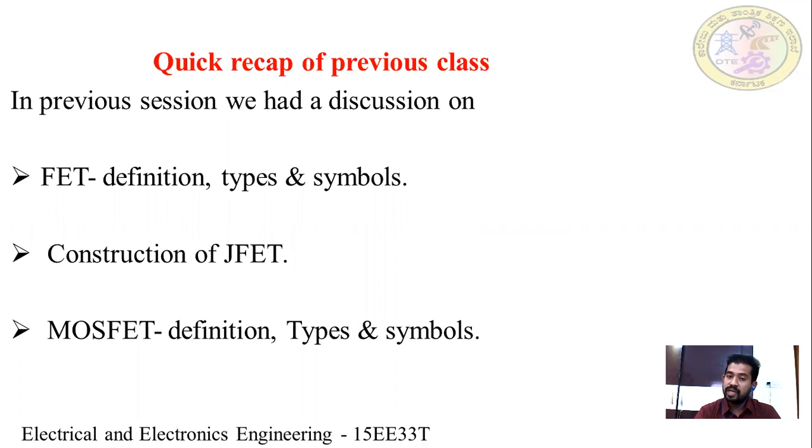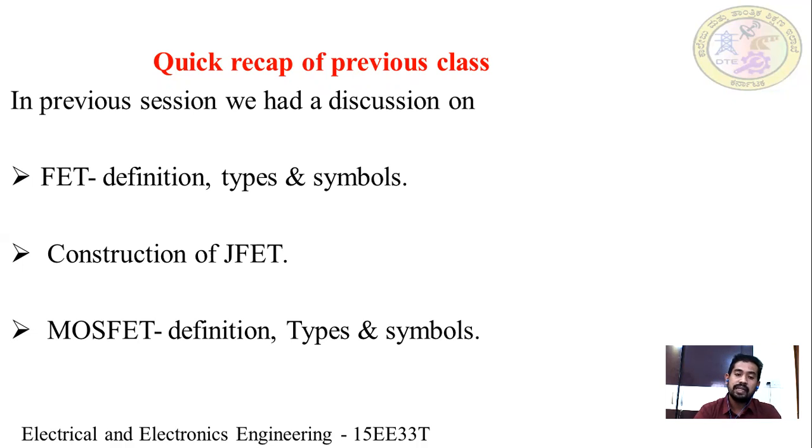It is a voltage controlled device, and we have discussed its symbols, and also the construction of JFET. JFET means junction field effect transistor, which has P-type material in an N-type substrate and N-type material in a P-type substrate. If the number of holes is in the majority, then it is said to be a P-type JFET. If the number of electrons is more, then it is said to be an N-type JFET.